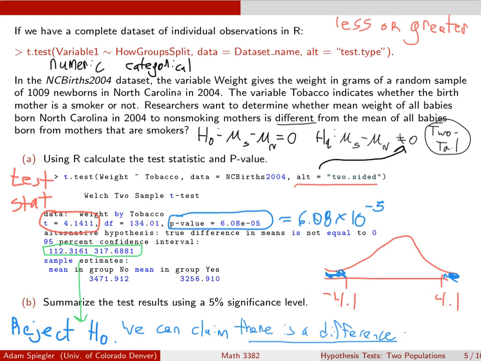But let me just again note that in the previous example for the male and female nurse salaries, since we did not have the full data set, we only had summary statistics, then the best that we could do was approximate the test statistic by hand using the formula.